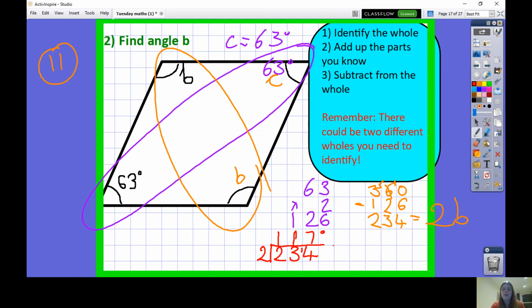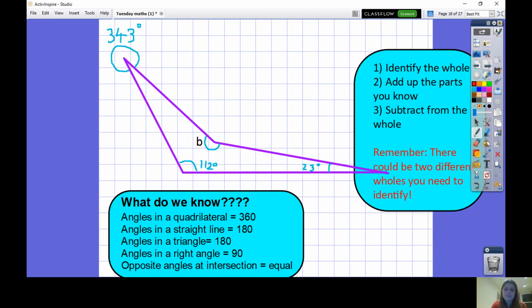117 degrees. Well done if you got 117 degrees. There's quite a lot of steps there. If you found this question challenging, just go back and rewatch the video where we did the other examples, because there's one parallelogram question later in your independent work and it's basically exactly the same.